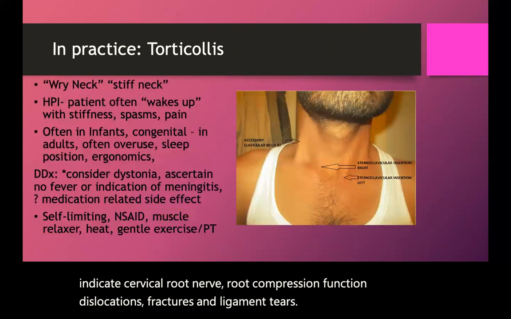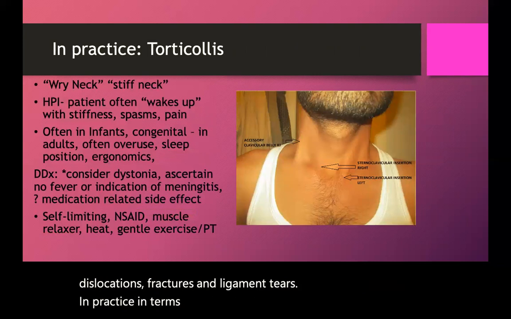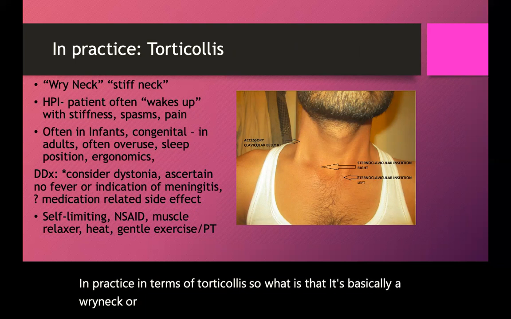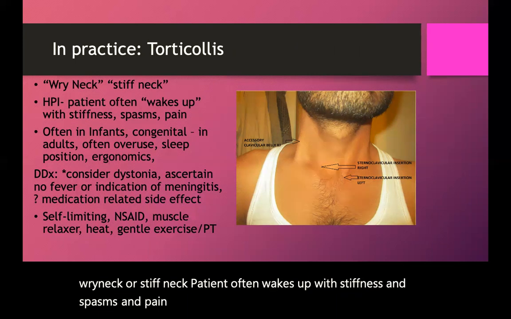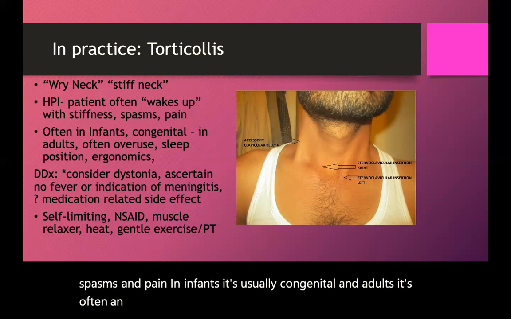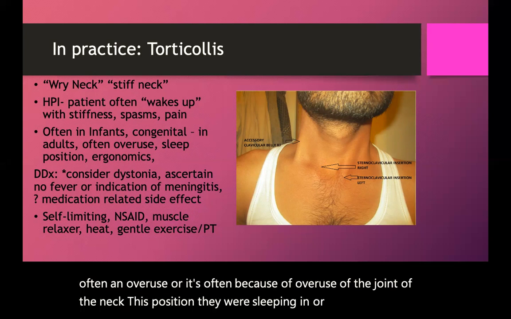In practice, in terms of torticollis. So what is that? It's basically wry neck or stiff neck. Patient often wakes up with stiffness and spasms and pain. In infants, it's usually congenital. In adults, it's often because of overuse of the joint of the neck. It's the position they were sleeping in or their poor ergonomics.